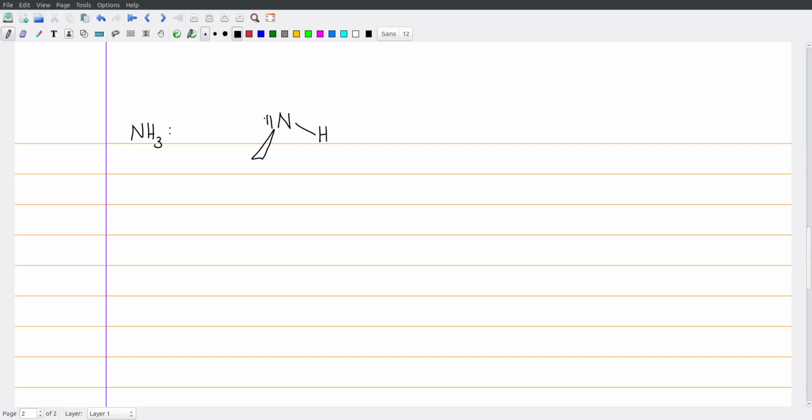So that's the structure. This bond is coming towards you, and this bond is going away from you. If we view it from the top, the molecule will look like this. Please note this is not a planar molecule.